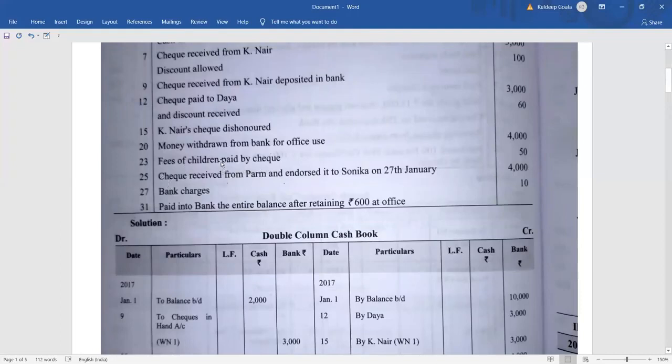Then coming to the next one, fees of children paid by check. Now see, fees of children paid by check. So it is not a personal activity that is going to continue in the business, right? We cannot accept that. If he is doing any personal activity, that will immediately be called drawings. We are not taking up any personal activity in this business. So fees of children paid by check will also be taken as personal activity. From where is the money going? From the bank. Check means it is going from the bank. And what will you take the name as? You will take the name as drawings because it's for personal purpose.